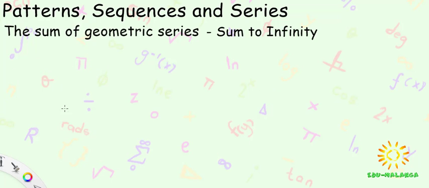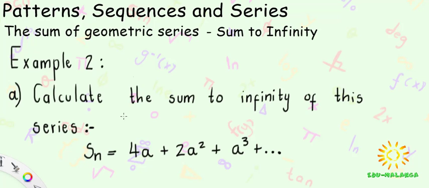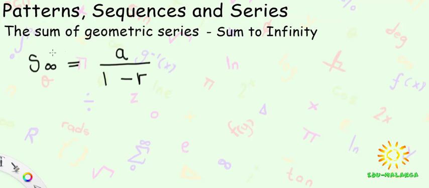We're going to start by rewriting the formula. S to infinity is equal to a divided by 1 minus r. Let's define again our variables. A is equal to 4a.